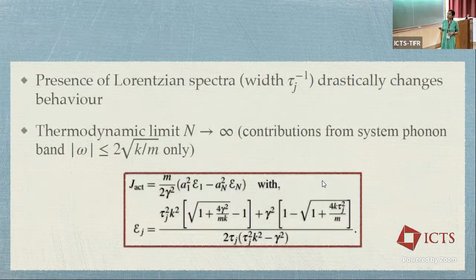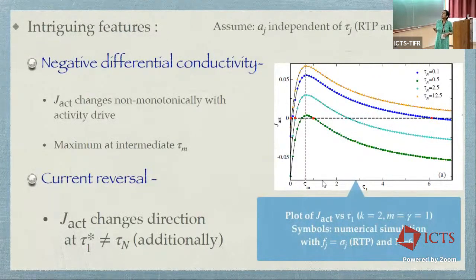The presence of this Lorentzian spectra changes the behavior of the current quite drastically compared to the thermal case. In the thermodynamic limit, where contributions come only from the system phonon band, we can calculate this current exactly. This is the form, and this is how it depends on tau. Again, you don't need to remember the exact expression, but it is some complicated form just to show that we can calculate it exactly. But this has certain very intriguing features.